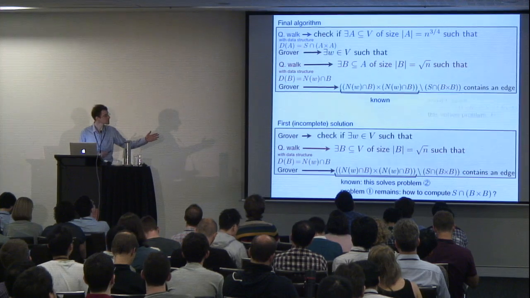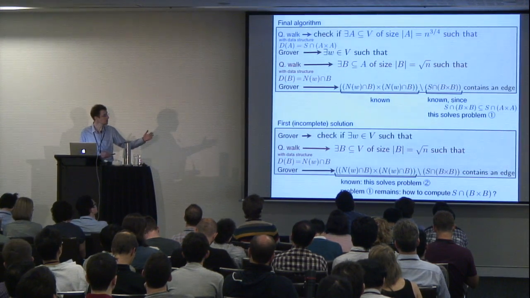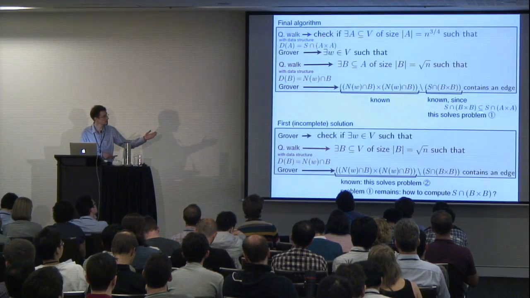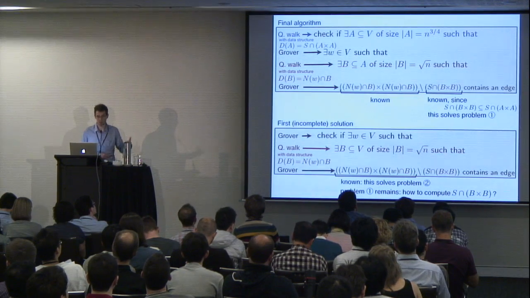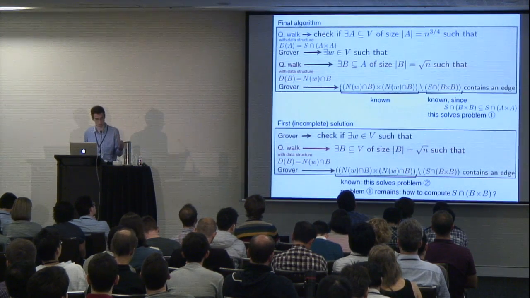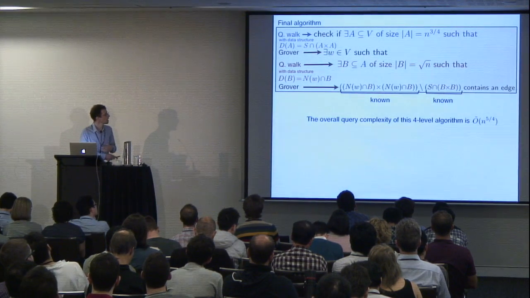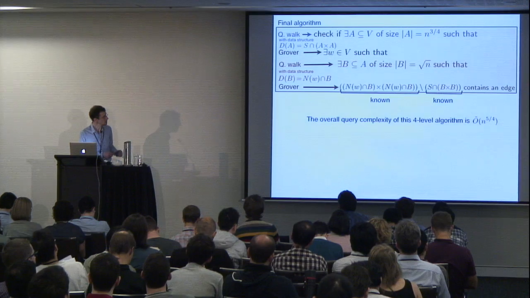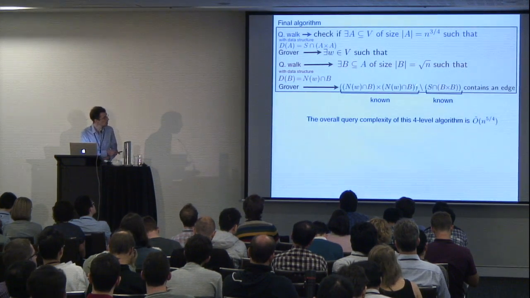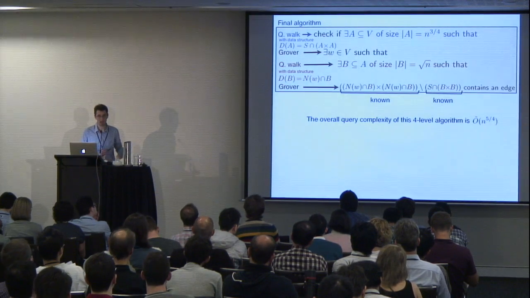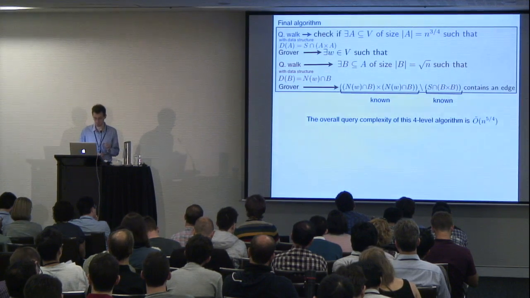And if you do this, then you know this set at the last step of the algorithm, because this set is in the data structure. It's a subset of S intersect A times A. So this completely solves problem 1, 2. So the conclusion is that if we use this strategy, a 4-level quantum algorithm, at the last step here we know all these sets. So we are in the ideal situation, and we can exploit the sparsity of these sets.